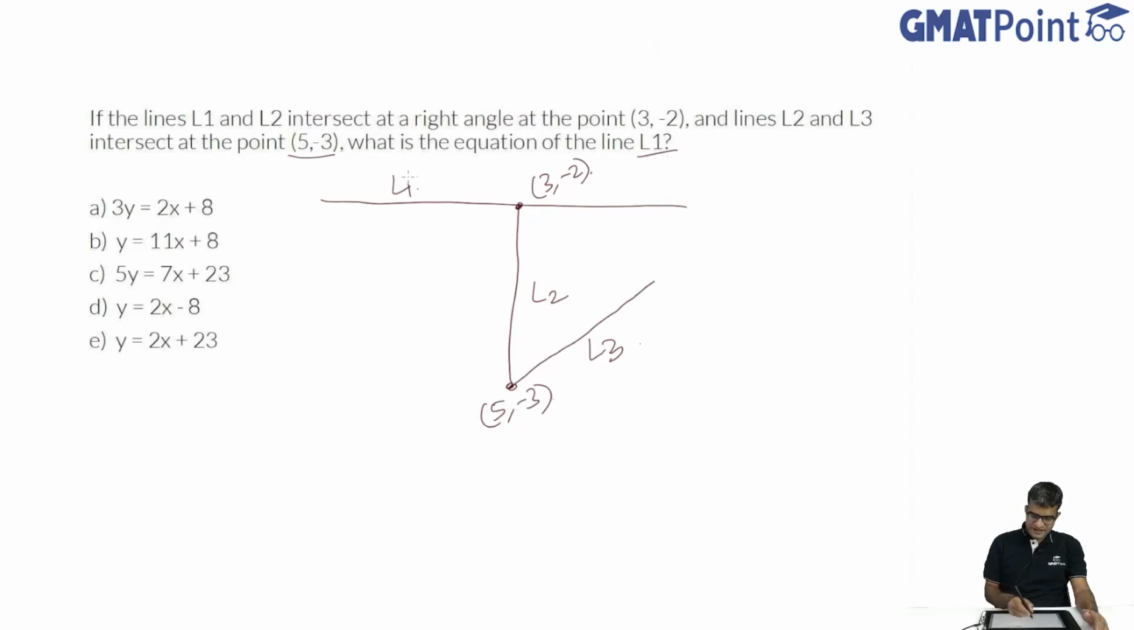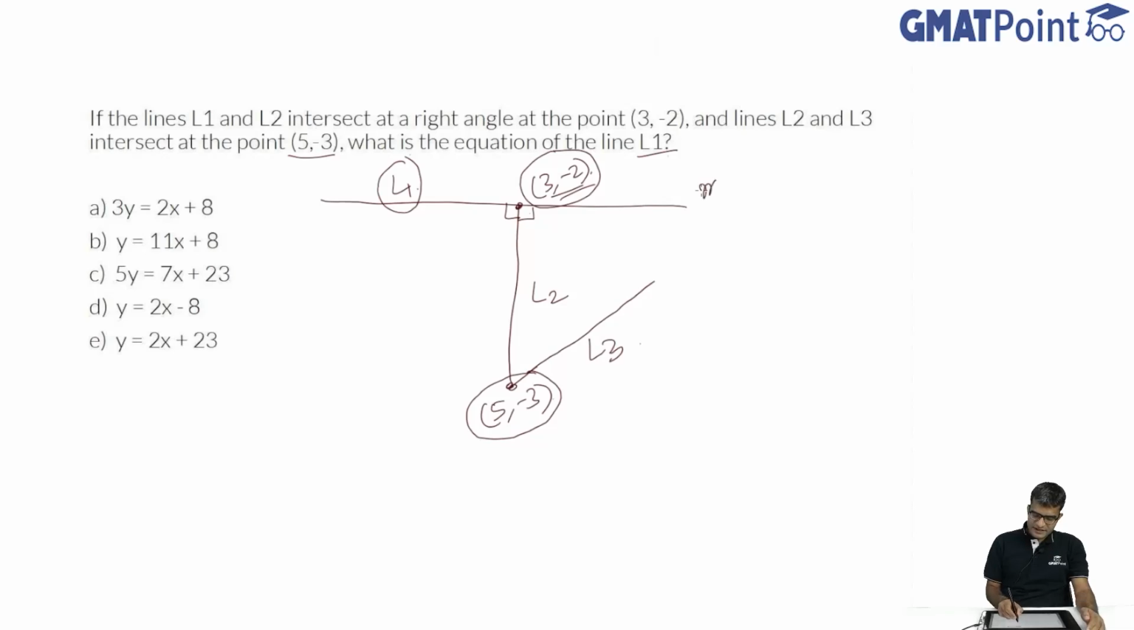What is the equation of the line L1? This is what we want. Now, how can we calculate the equation of the line L1? We already know that it passes through a point 3, minus 2. If we can figure out the slope of the line L1, then we can easily calculate the equation of the line L1. But what is the information that we have? We have the information that L1 is perpendicular to L2. And we can calculate the slope of L2 because we know that L2 passes through the point 5, minus 3 as well as the point 3, minus 2.